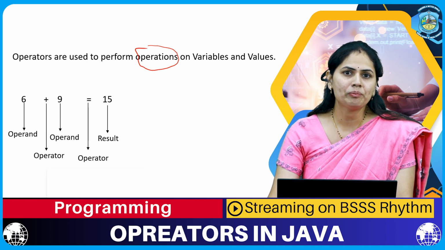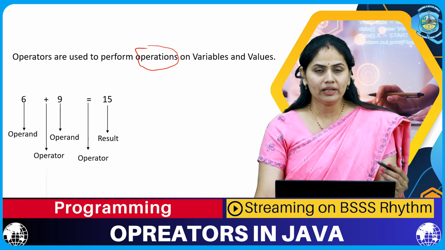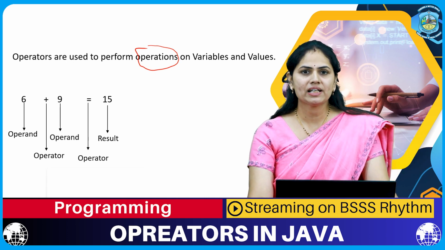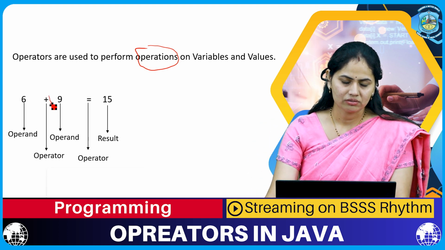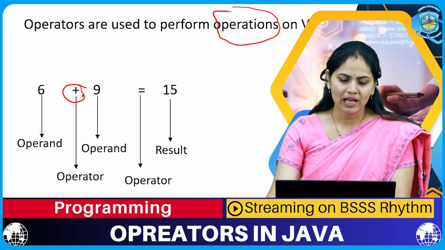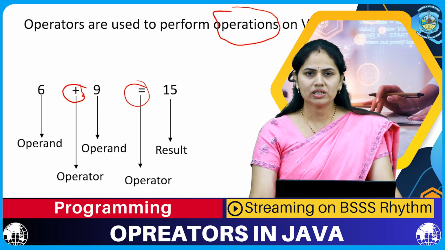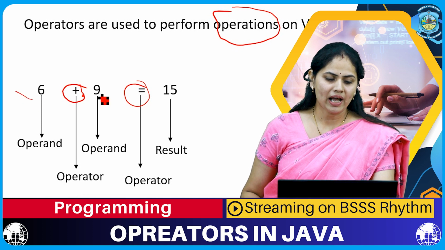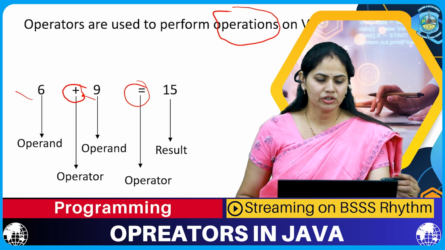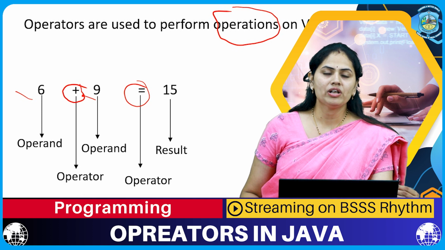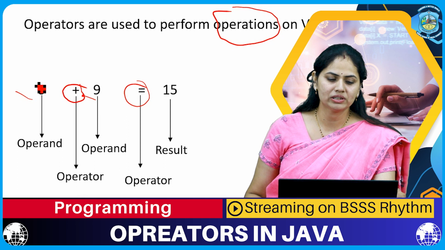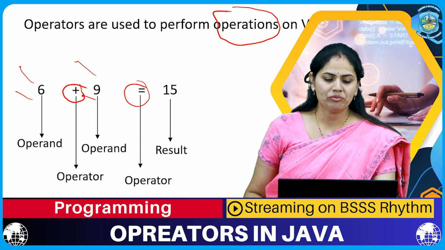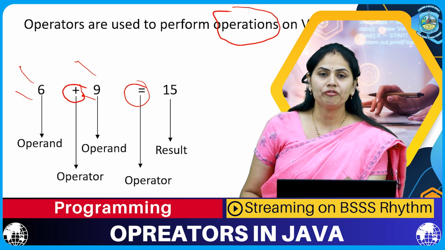Operators are always placed in between operands. Here is an example: 6 plus 9 is equal to 15. Here this plus and is equal to are operators, where 6 and 9 are operands. So, plus is an operator, we are performing the addition operation in between these two values 6 and 9. When we add both the numbers, we will get 15.